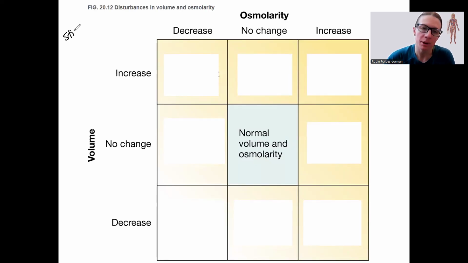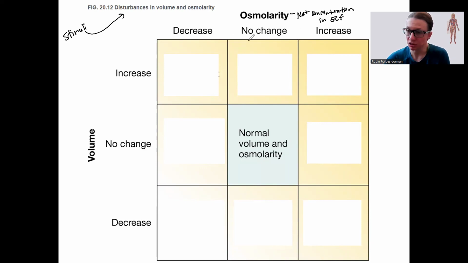So this is not talking about our body's responses yet, but just what things we do that can cause changes in these two variables. The two variables being osmolarity, in the ECF, largely determined by sodium concentration, right, in our extracellular fluid. We can have increases, normal, or decreases.